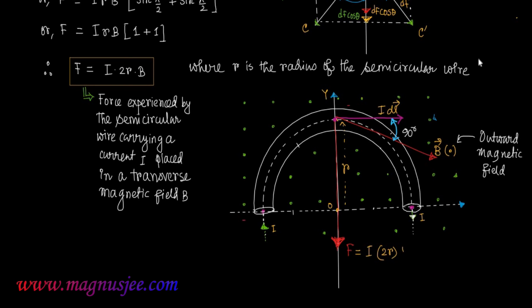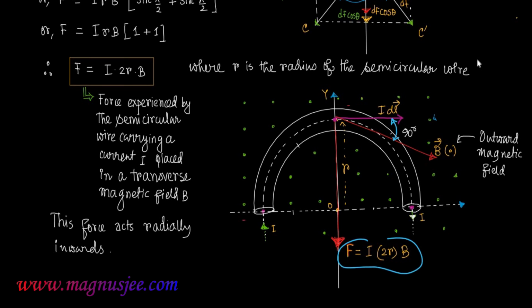and the force experienced by the semicircular wire is F, which is equal to I into 2R into B, and this force acts radially inwards in the same plane of the semicircular wire. That means this force acts radially inwards with respect to the semicircular wire. This is a radially inward direction, and along this direction the force is F, which is equal to I into 2R into B.